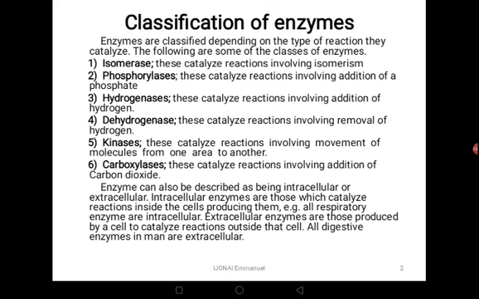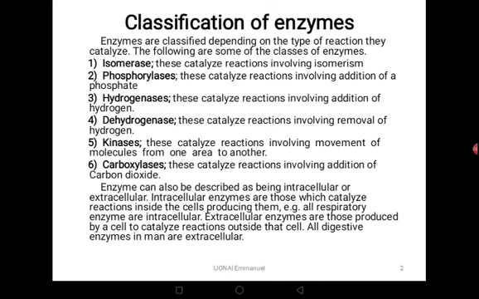Wow. Then we also have phosphorylases. These are enzymes that catalyze reactions involving addition of phosphate groups to molecules. For example, the reaction that leads into formation of ATP, adenosine triphosphate. Adenosine triphosphate is formed from adenosine diphosphate by addition of a phosphate group into adenosine diphosphate to form adenosine triphosphate, ATP. So that reaction is catalyzed by phosphorylases. Yeah, it's catalyzed by phosphorylase enzymes.